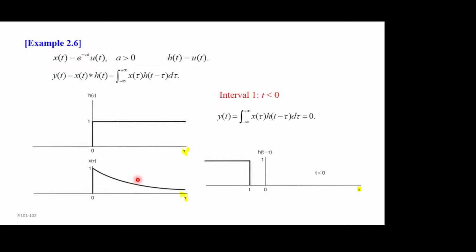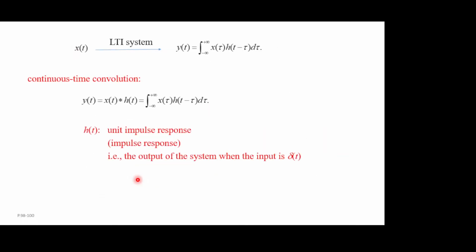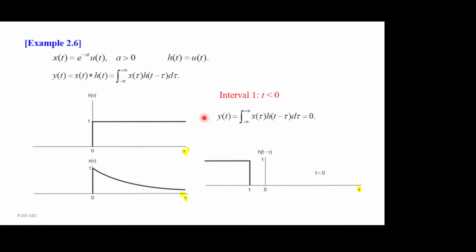So I guess recap. It's very similar to discrete time convolution, but instead of summation, we have integral. And let's just say this once again. Y of t is x of t star h of t, and equal to integration from minus infinity to infinity of x of tau h of t minus tau d tau. And when you do the calculation of this, you want to plot x of tau and h of t minus tau on the tau line.